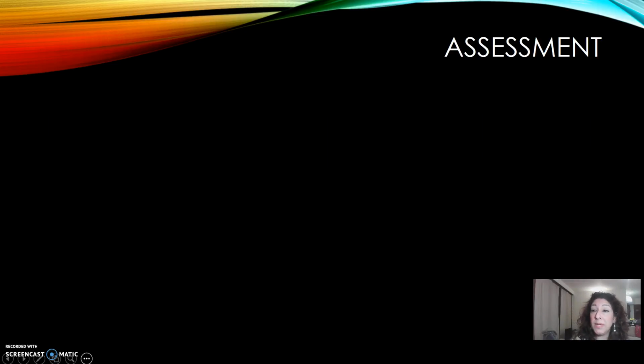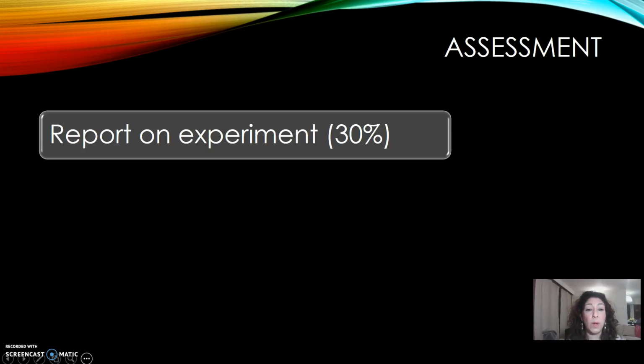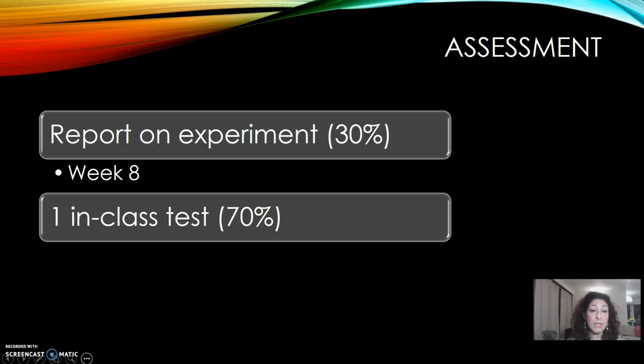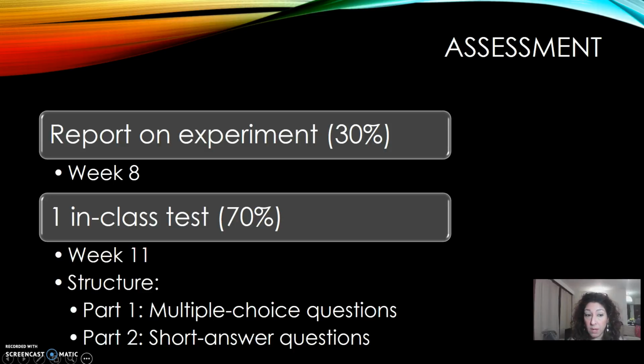This module will be assessed in the following way. You will write a report on an experiment. This is worth 30% of your mark and it will be submitted by week 8. And you will perform one in-class test worth 70% of your mark.